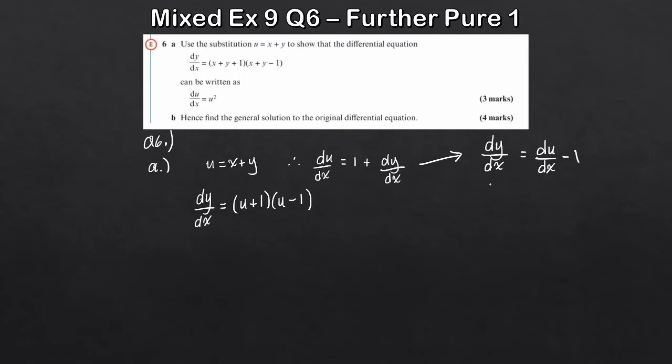Well, dy by dx, we know what that is here. What we're saying is that this is u plus 1 times u minus 1, which can be simplified as a difference of two squares, so that's u squared minus 1. And we know dy by dx is equal to du over dx minus 1. So if we do that, du over dx minus 1 is equal to this expression, u squared minus 1. Add 1 to both sides, and all we get left with is the expression we need.